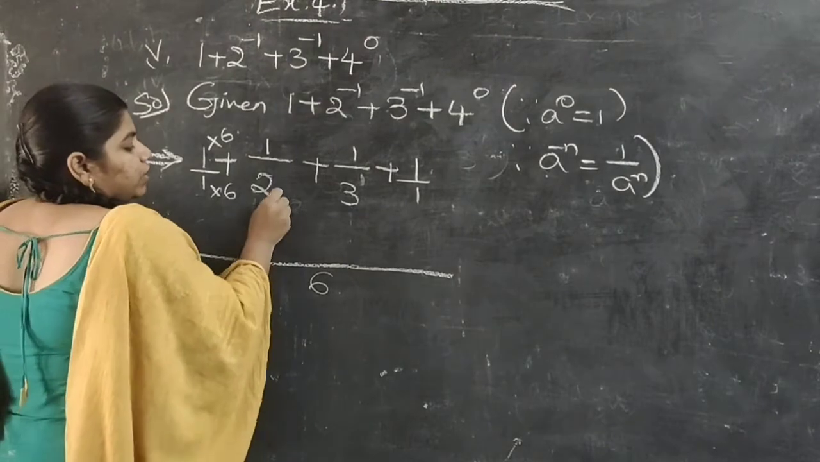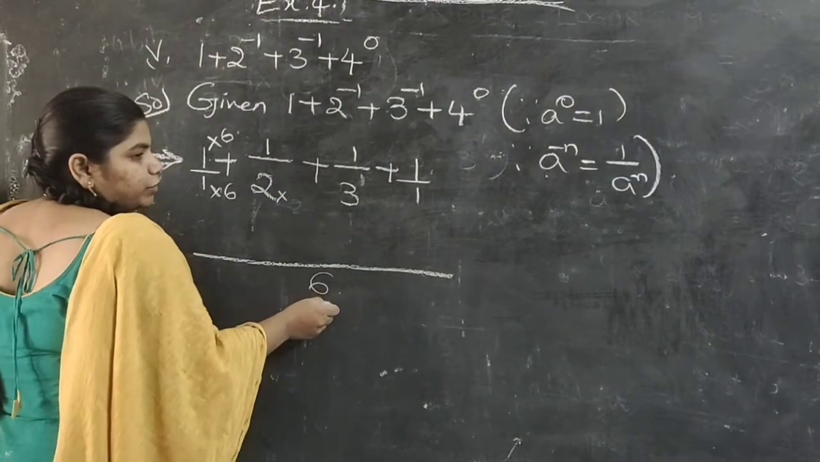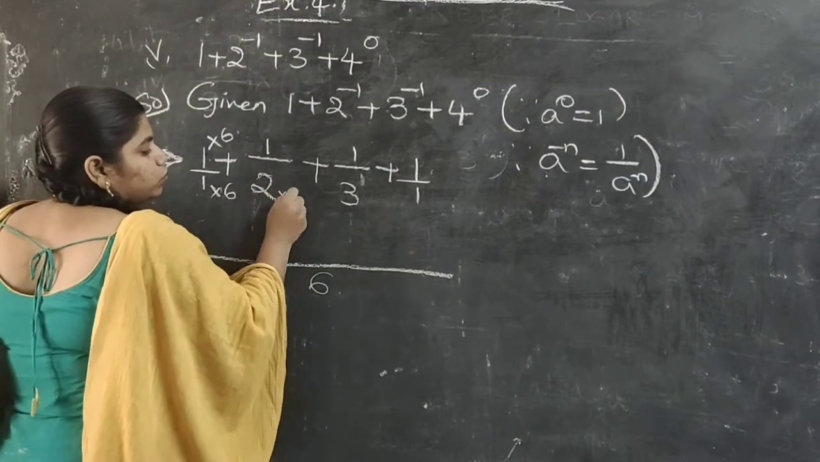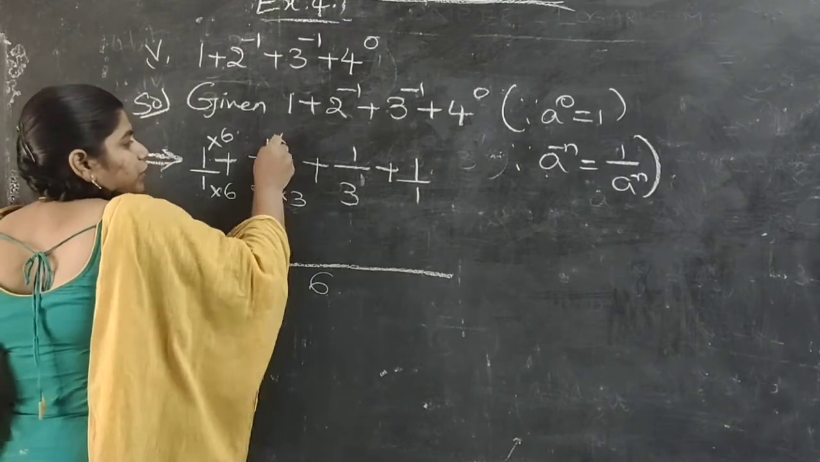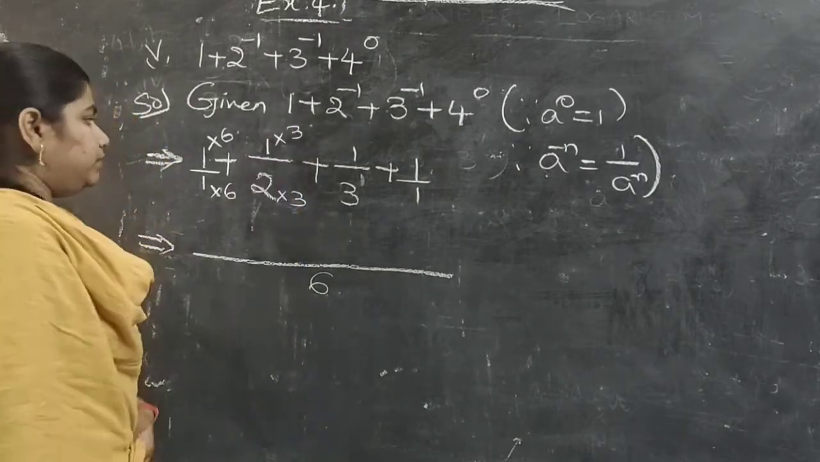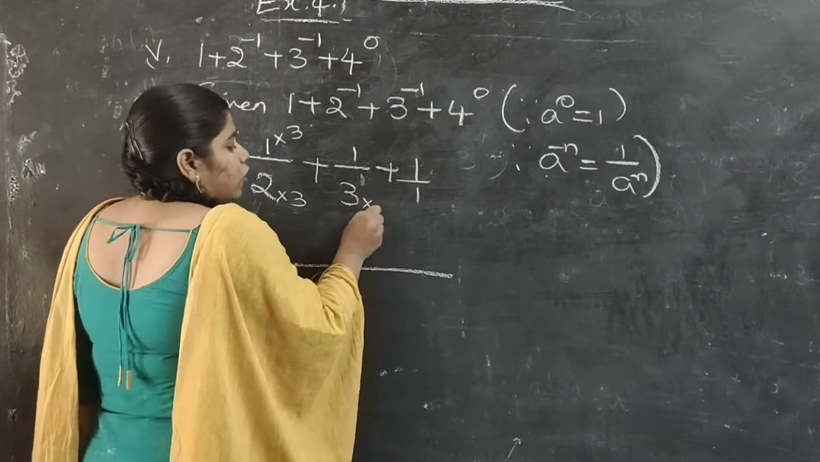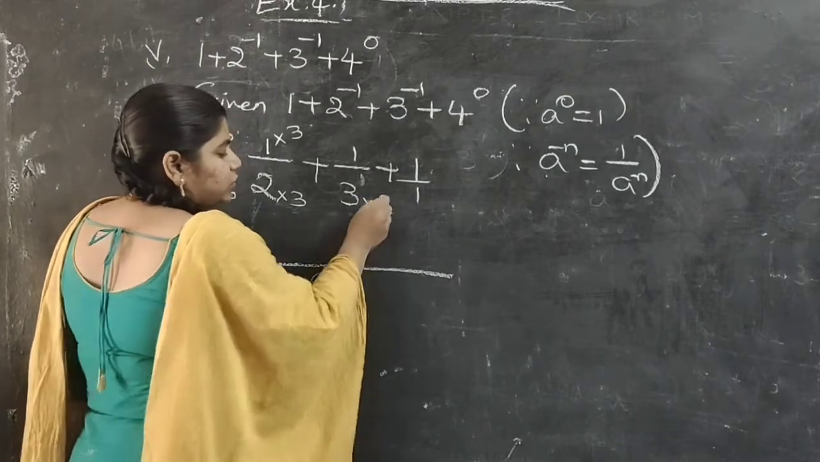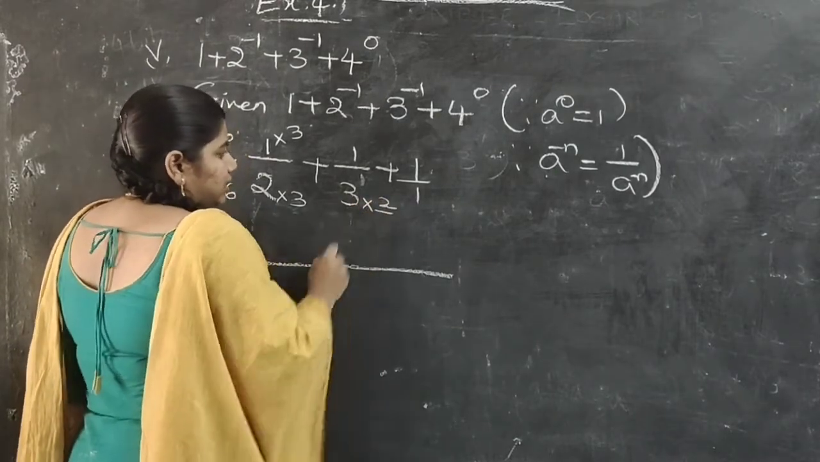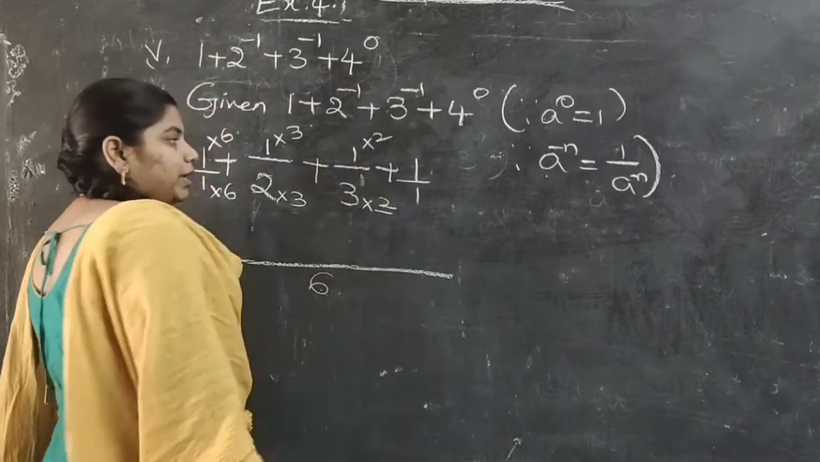The same way, for 2, how much will you multiply to get 6? That is, 2 3s are 6. So in the numerator also I am multiplying with 3. So for 3, how much will you multiply to get 6? That is 2 times, 3 2s are 6. The same 2 you have to multiply in the numerator.